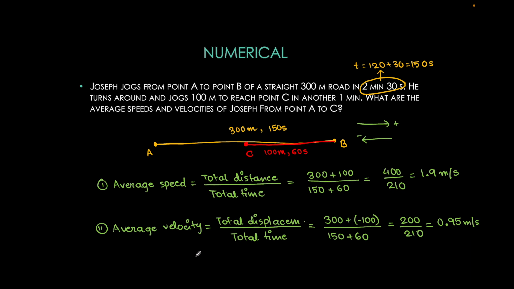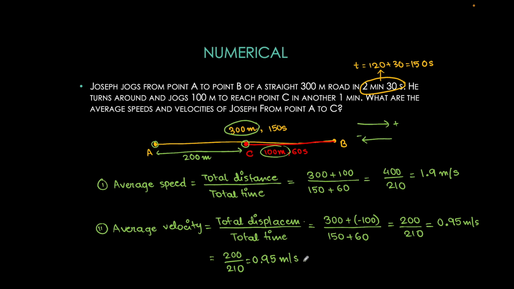Another way to calculate velocity is that you don't need to calculate all of this. Okay. So what we can directly do is, if the distance from A to B is 300 meter and the distance from B to C is 100 meter, then obviously the distance from A to C should be 200 meter, right? Because this is the final point, this is the initial point, and what we care about is only the distance between the final and the initial points, which is the displacement, right? So displacement will be directly 200 meters. So you can directly calculate 200 meter divided by 210, which is what? 0.95 meter per second.